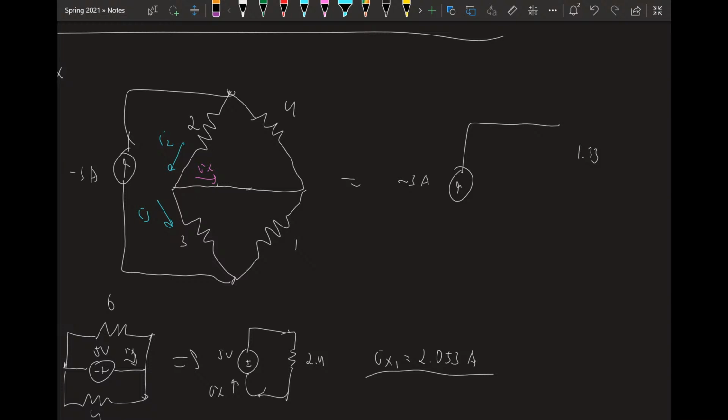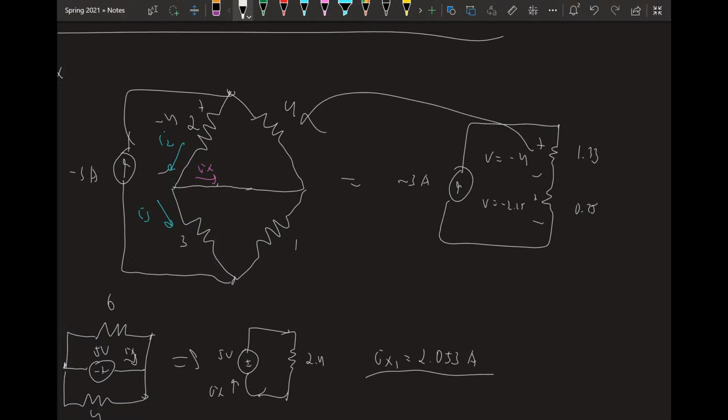And now using Ohm's law, I can calculate the voltage across these resistors. And when I do that, I find that this voltage is negative 4 volts. And I find that this voltage is negative 2.25. And when I go back here, now I know the voltage from here to here is negative 4. And the voltage from here to here is negative 2.25. So I apply Ohm's law again. I find I2 and I3, and I write KCL.